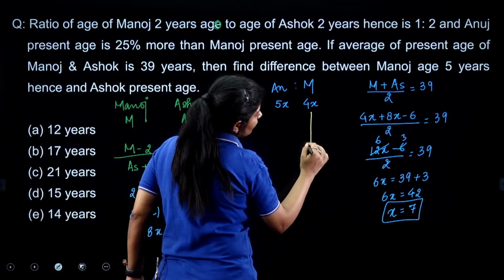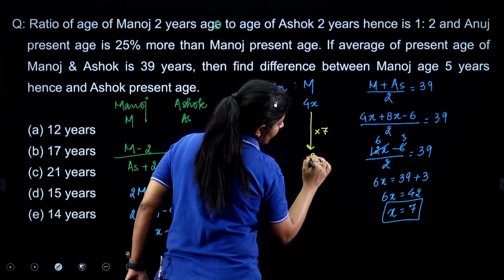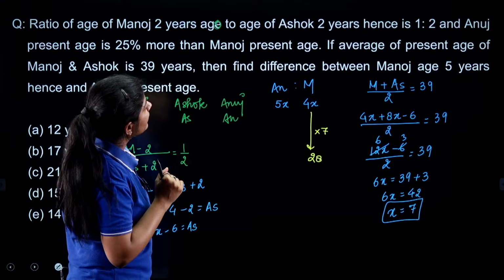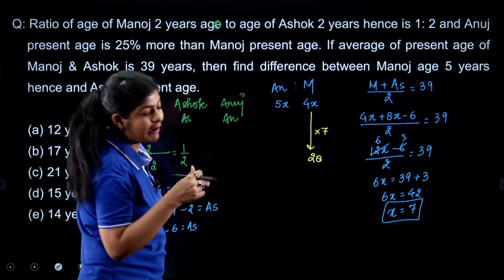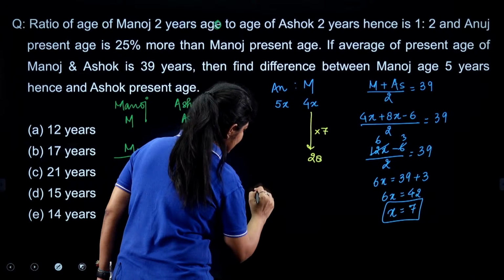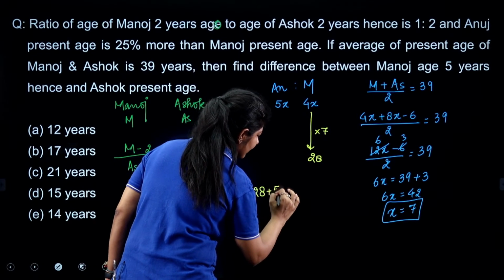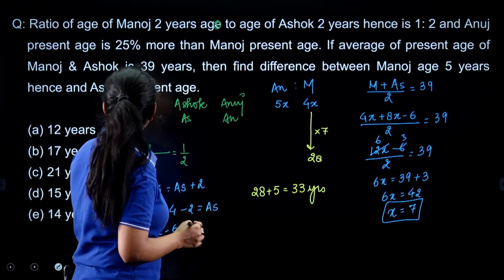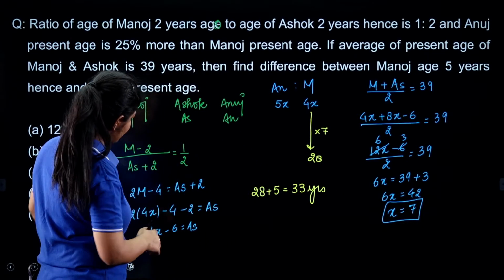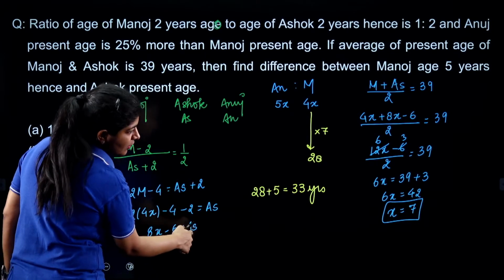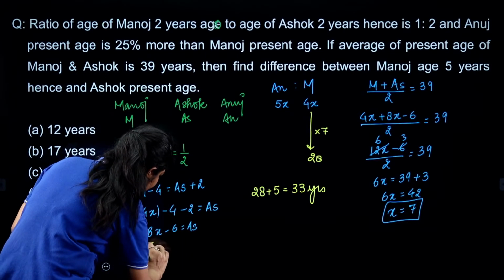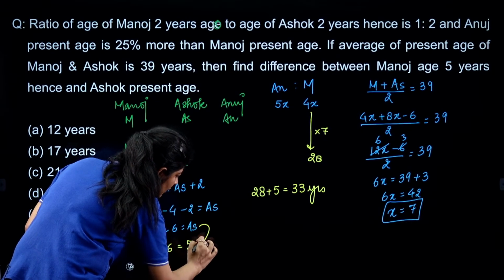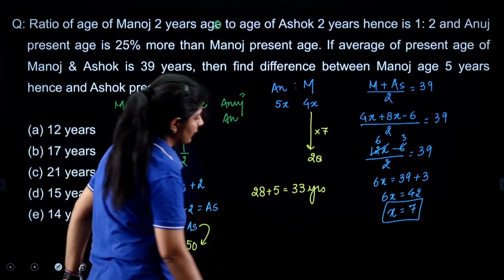So the present age of Manoj is 28 years, right? But we have to find out the difference between Manoj 5 years after, that means 28 plus 5, that is 33 years, right? And the present age of Ashok can be calculated from this one. The value that we are getting over here is 56 minus 6, that is 50. So the present age of Ashok is 50.